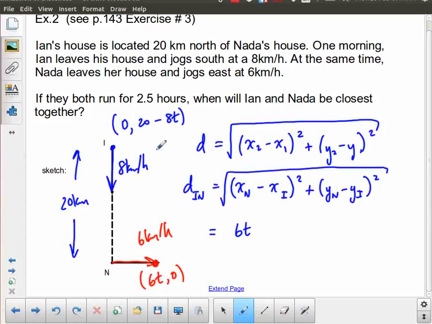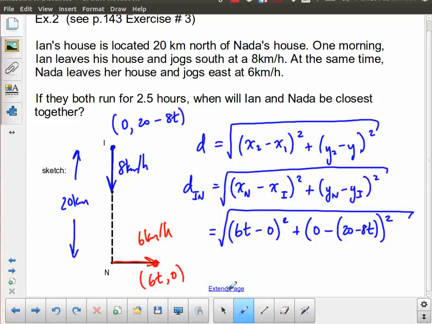And so putting all of that together, the x-coordinate of Nada is 6t minus the x-coordinate of Ian, but that's just equal to 0. So this is going to be 6t minus 0, or 6t all squared. You know what? Let's not cut corners. We can afford to write this out. 6t minus 0 all squared plus the y-coordinate of Nada, which is equal to 0, minus the y-coordinate of Ian, which I'm going to put in a bracket here, 20 minus 8t all squared, and then that whole thing is square rooted.